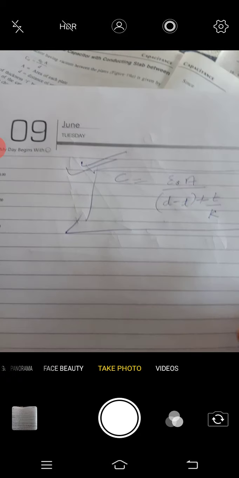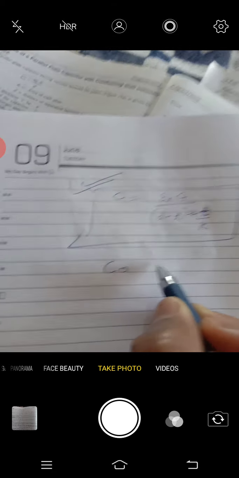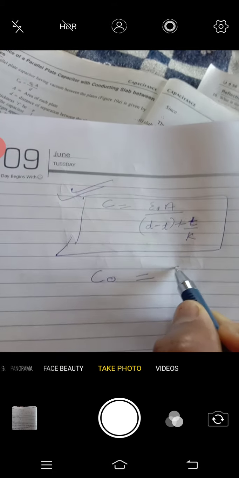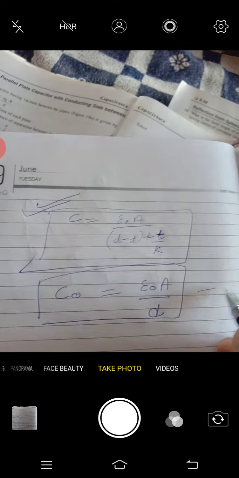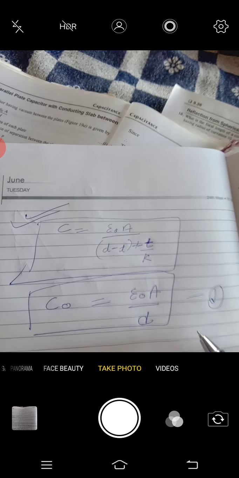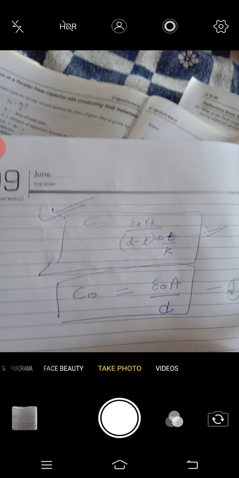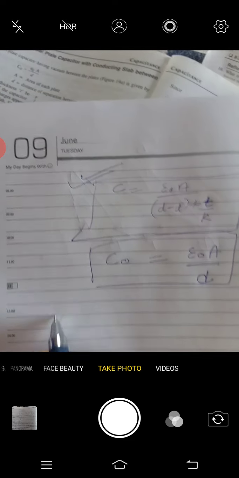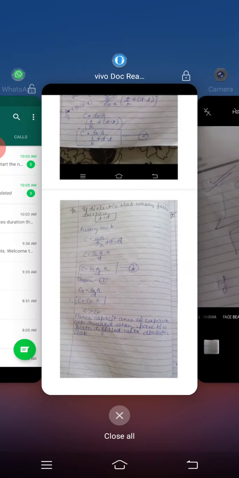Okay. So this is T upon K. What is the value of C naught? C naught was equal to epsilon naught A upon D. This was given in equation number 1. This is equation number 1 and this we got capacitance when dielectric slab is placed between the plates of the capacitor.